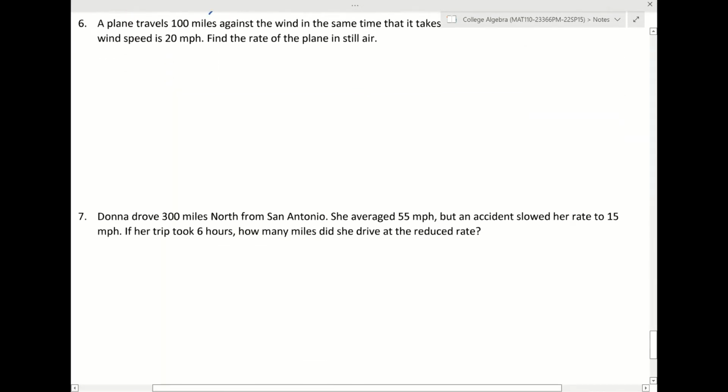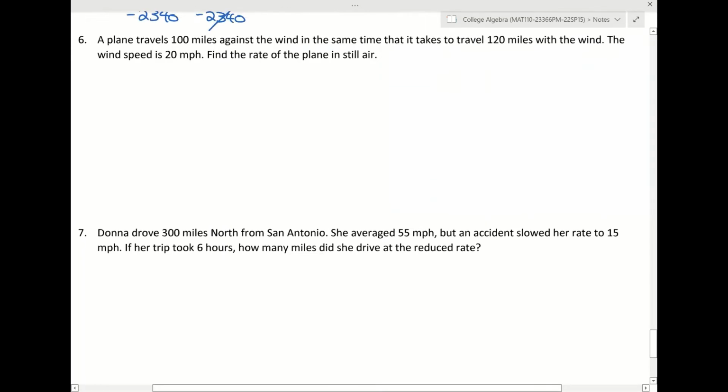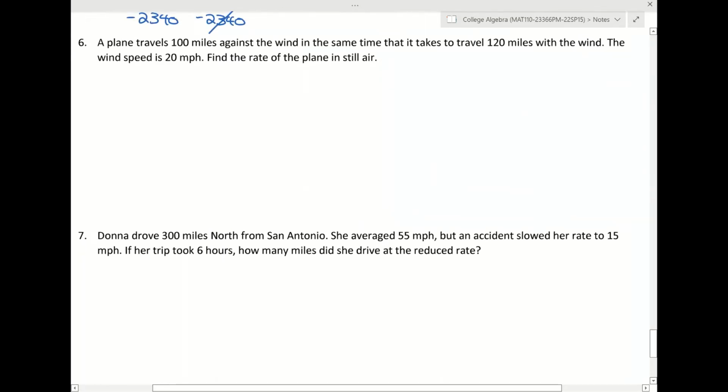More to go here. A plane travels 100 miles against the wind in the same time that it takes to travel 120 miles with the wind. The wind speed is 20 miles an hour. Find the rate of the plane in still air. Something like this is on your review guide for the next exam. It's also on the exam. If you want to start this one off, this is pretty much the same thing as what you'll be tested on.